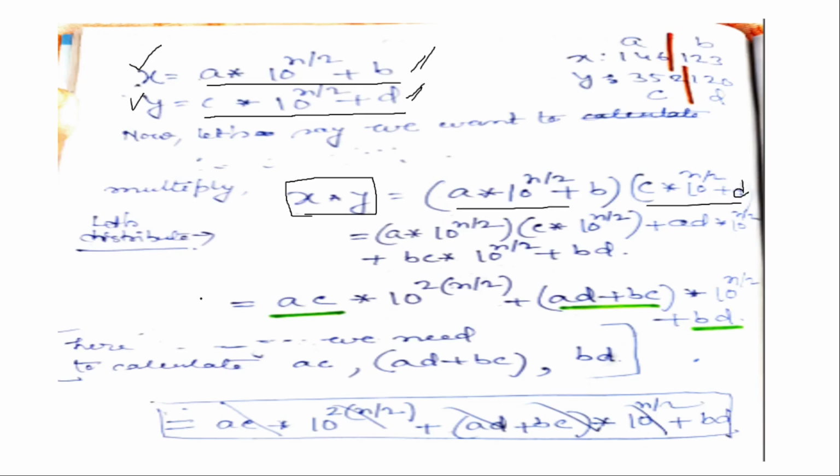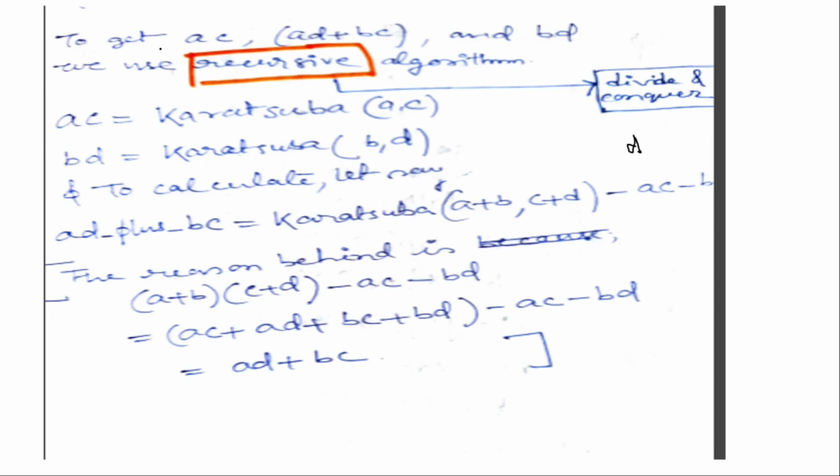If you organize it properly, you will be left with these terms: a into c, because a and c will be multiplied, a into c into 10 to the power 2 into n by 2, plus ad plus bc into 10 to the power n by 2, plus bd. So this expression x into y has three major components: first is ac, second is ad plus bc, third is bd. We have to calculate ac, ad plus bc and bd recursively using the Karatsuba divide and conquer strategy. This is the algorithm you can see: these are the three components, ac, ad plus bc, and bd.